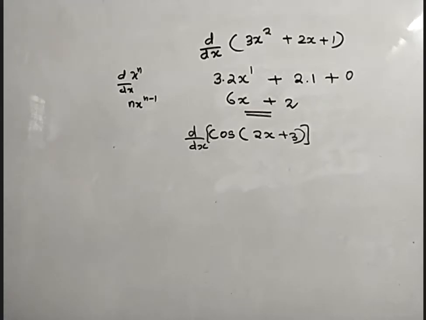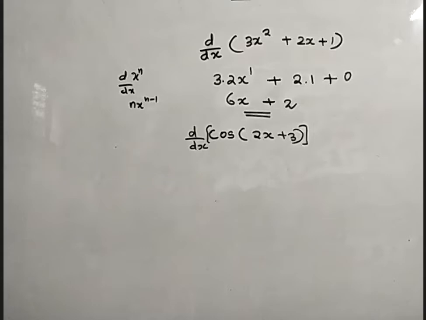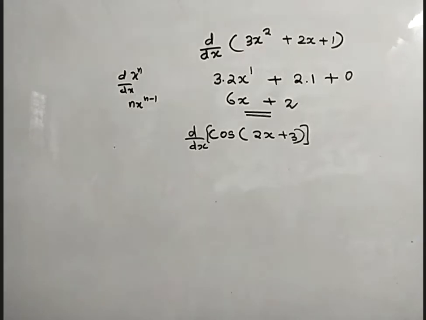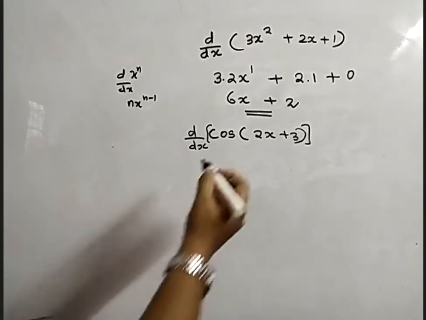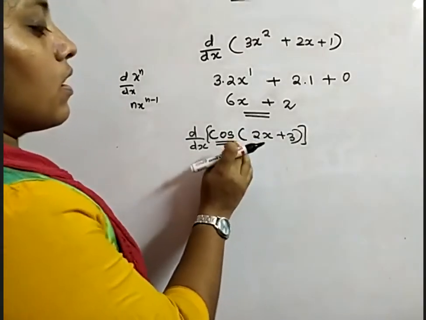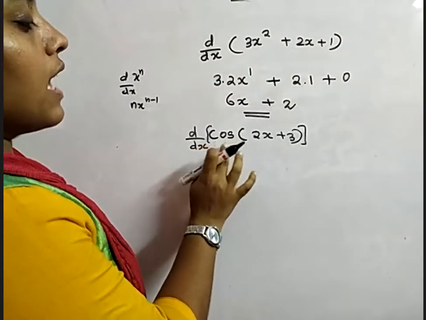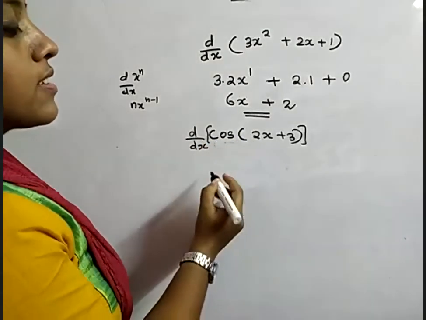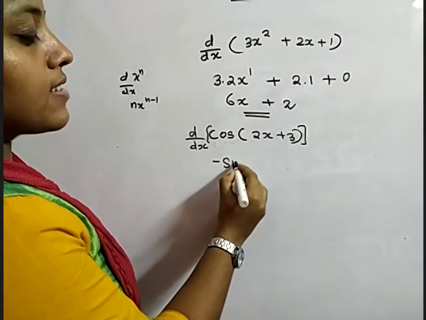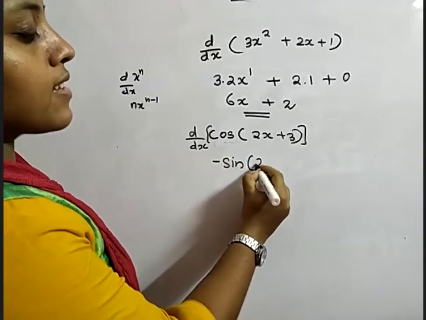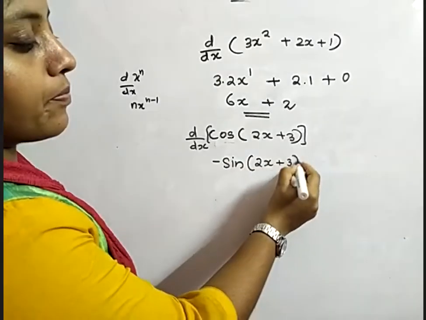Got the answer? Yes, ma'am. 2 sine 2x plus 3. Okay. Sir, it is minus 2 sine. What is the derivative of cos x? It is minus sin x. So minus sine 2x plus 3.